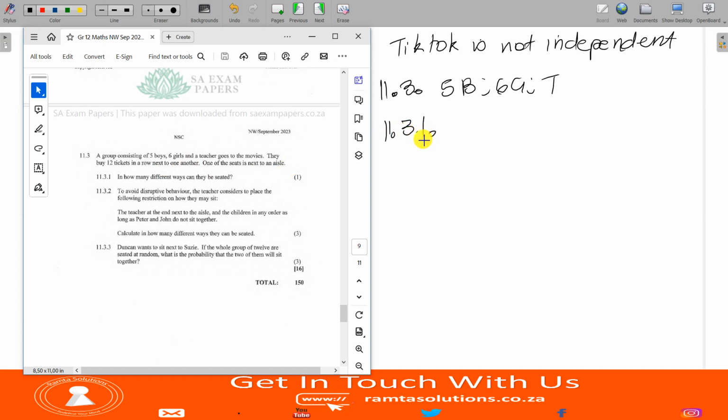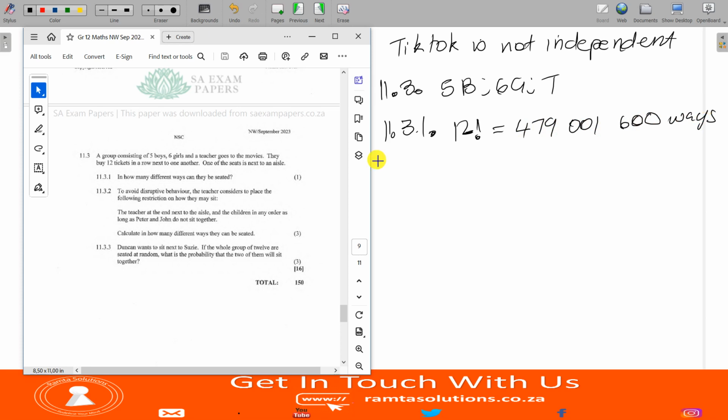11.3.1. In how many different ways can they be seated? Because here there's no restriction. How many are they? They are 12. So this will be 12 factorial. Remember, there is no restriction. So 12 factorial is 479,001,600. So this is the number of ways in which they can sit.